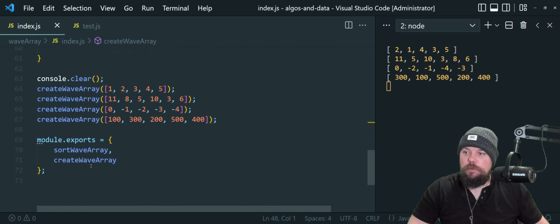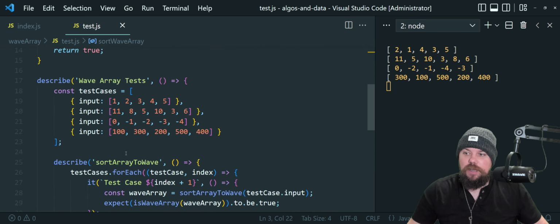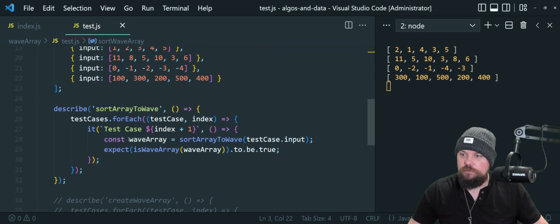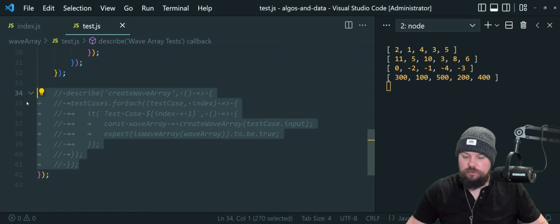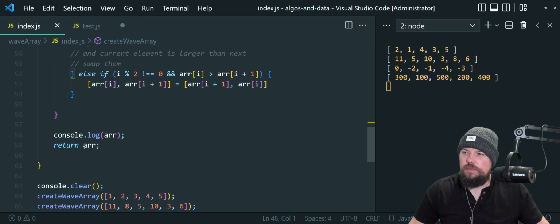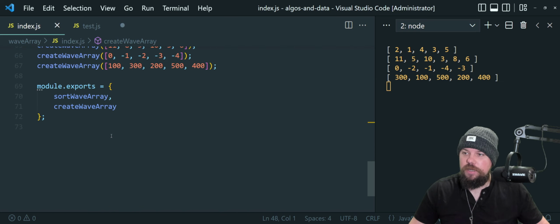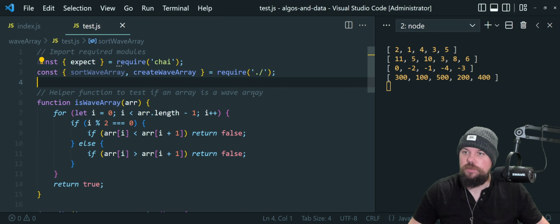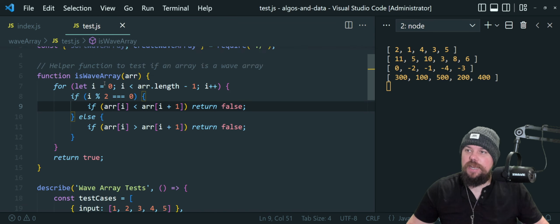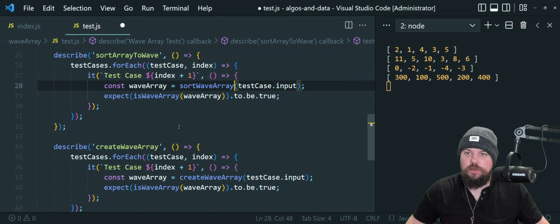Now, the reason I have my double module exports down here is for my tests, because I have, surprise, surprise, two ways. Got to comment something out here? What's going on? Create wave array, sort wave array. Did I comment it out? No, it's there. Why is that not? Oh, because I had it for my old function call. That's right. Sort wave array becomes sort wave array.